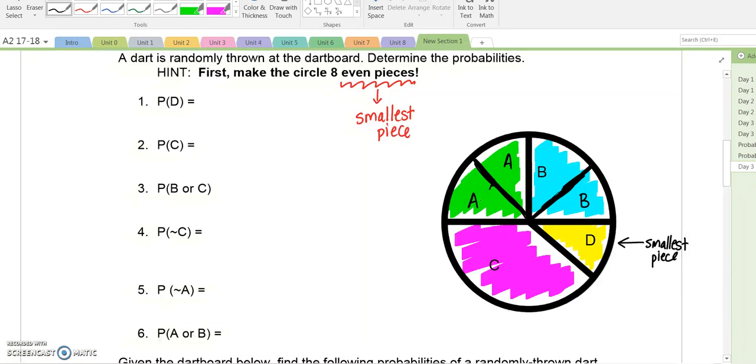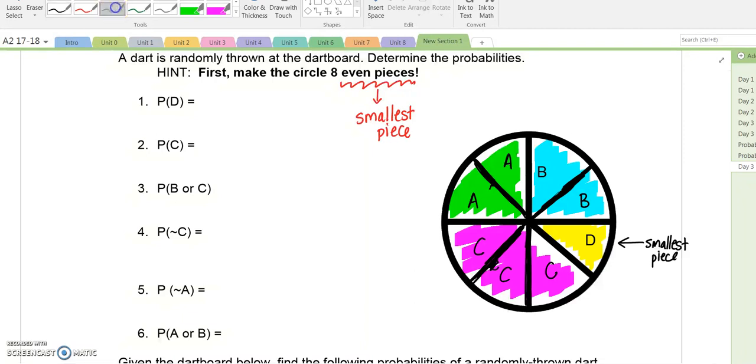C is a little bit trickier, but we can break it up if we extend this line going down. This side is C, and then if I split this one in half, I've got 2 of them here. Now that they're all the same size, we can find that probability a lot easier, just by counting up how many of each piece there is.